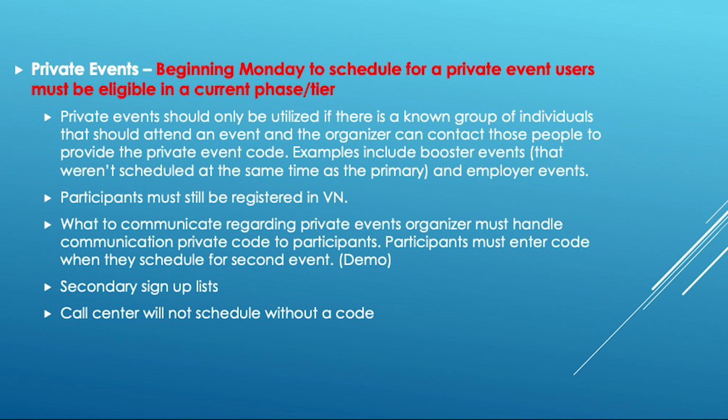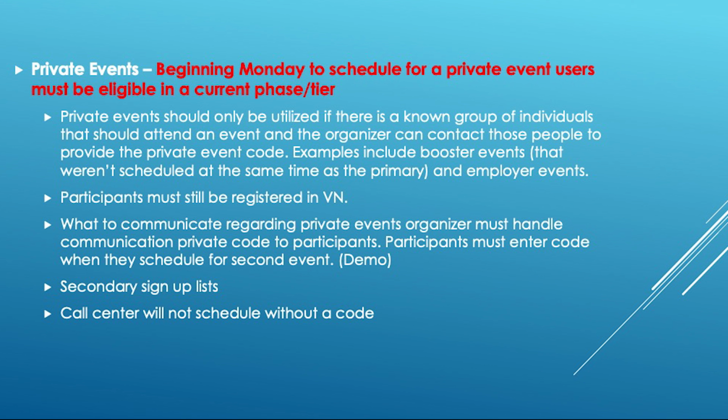The event organizer, if you schedule a private event, is responsible for getting that event code out. So if you have a population and you want to give out 100 doses, you have to get that private event code out to those people. We have said in the past that, especially if we didn't schedule your second dose clinic right away, you could use that private event code, notify the people from your first dose clinic, and give them that private event code for their second dose, and they could schedule for that. Patients must still be registered in Vaccine Navigator to get a private code. They have to go through that process.